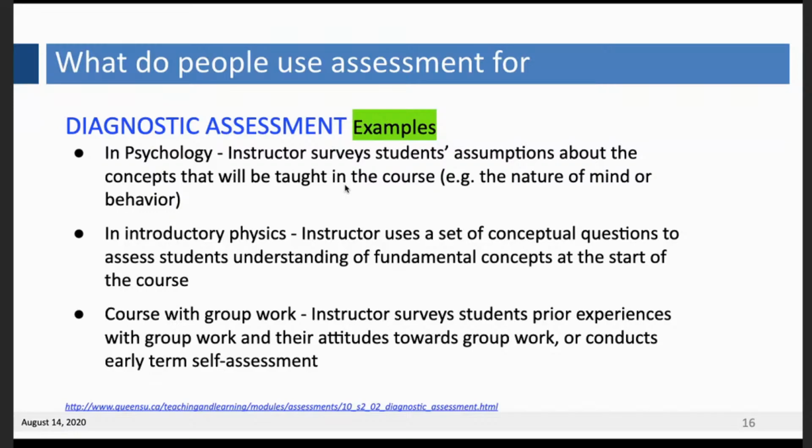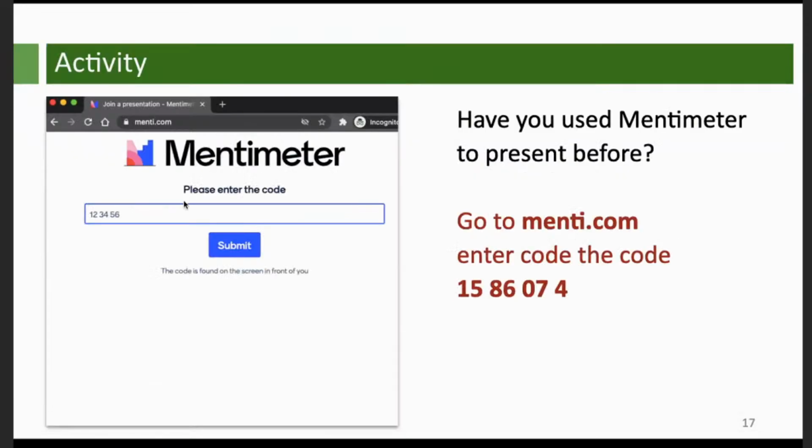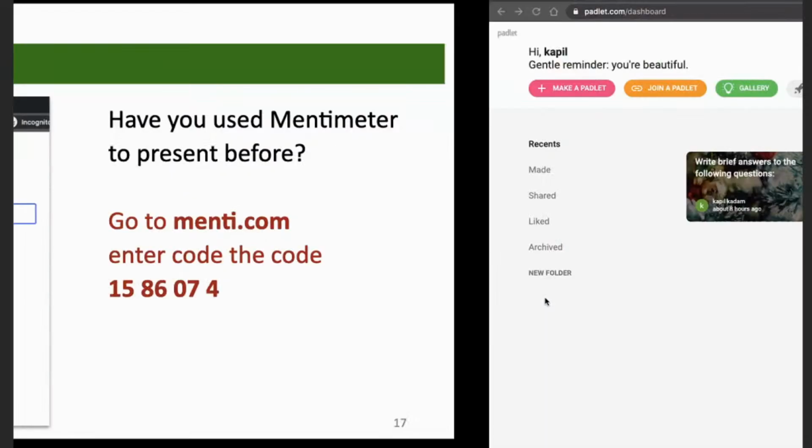Now, before starting the next slide, I want everyone to be alert, because I have an activity where you are supposed to go to Mentimeter. Just go to menti.com, menti.com, and enter this code. I can paste this link in the chat.